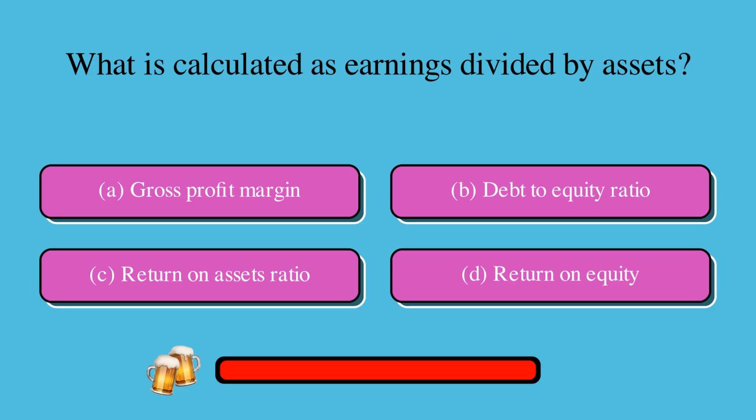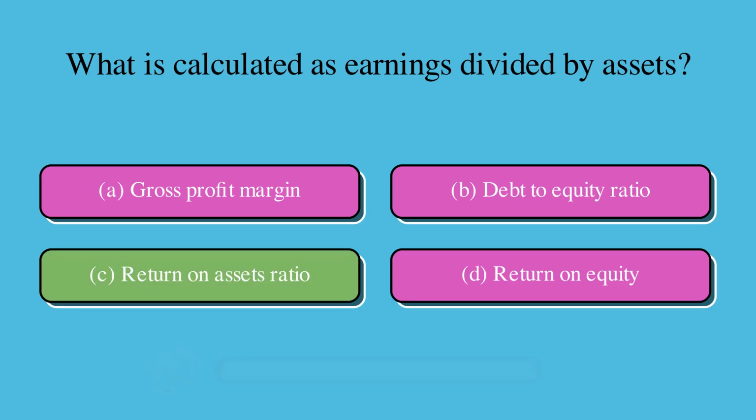What is calculated as earnings divided by assets? Is it A, gross profit margin, B, debt to equity ratio, C, return on assets ratio, or D, return on equity? The correct answer is C, return on assets ratio.